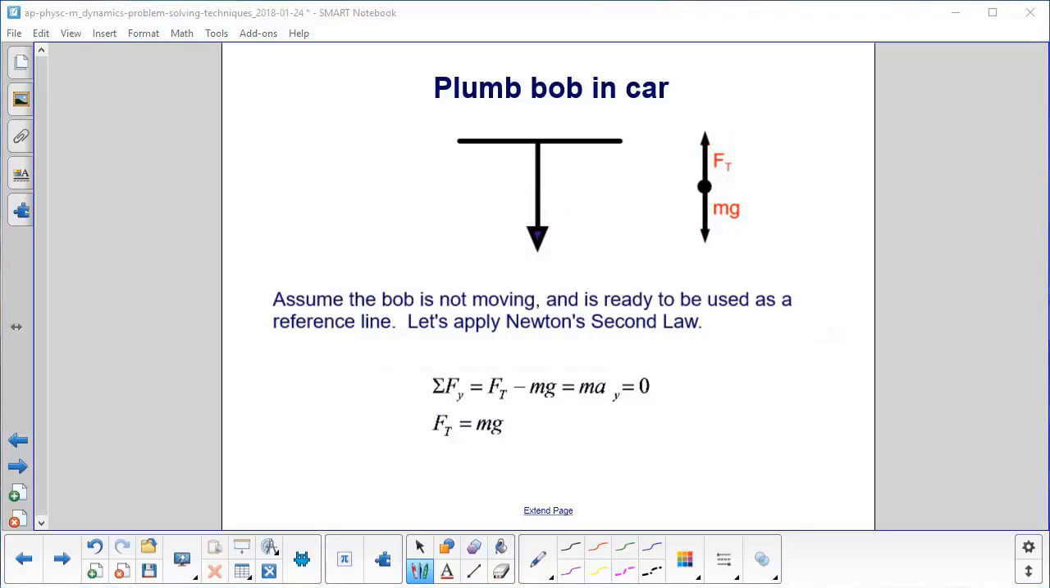Assume the bob is not moving and is ready to be used as a reference line. We'll apply Newton's second law. Sum of the forces in the y direction is equal to the tension minus mg, and that equals 0 if it's not moving. So the tension is equal to mg.